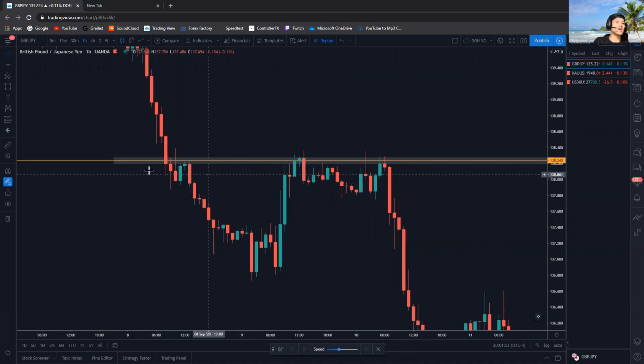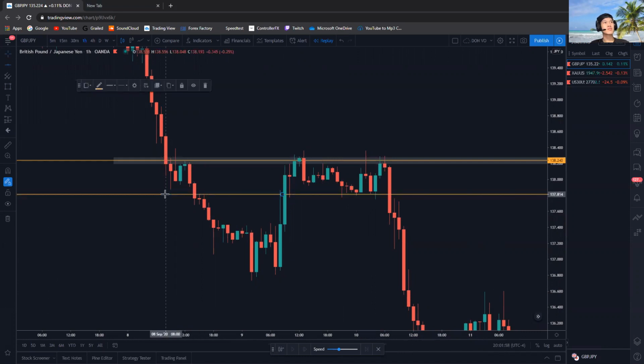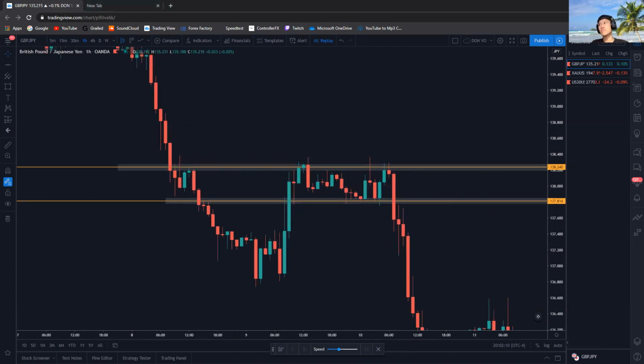Now that we have identified the resistance, where's your support level? Your key support level is probably going to be right here. And why is it here? If you look left, you have a lot of rejection here. Scrolling from left to right, you have rejections here, here, here, here, and here. So this is a level where you have a lot of rejections, and you want to identify it as your support level.